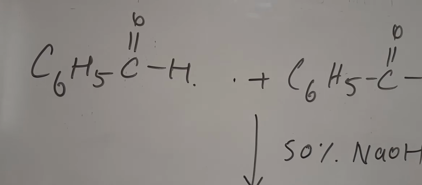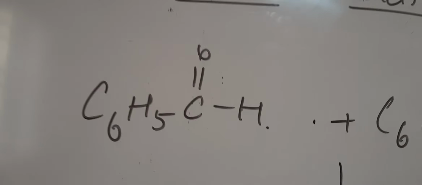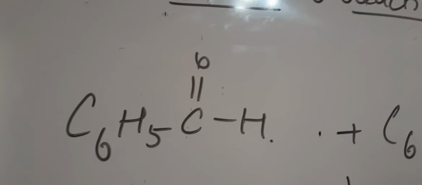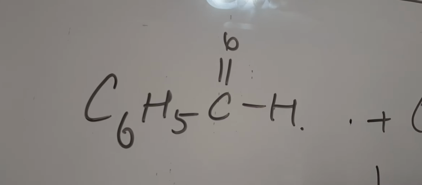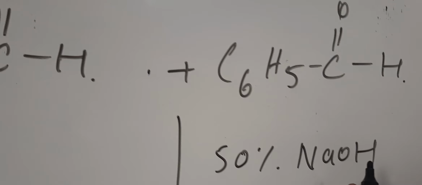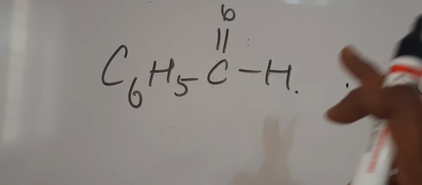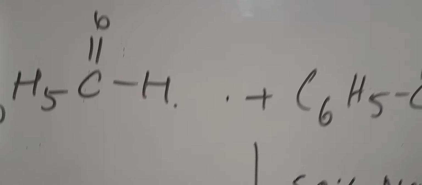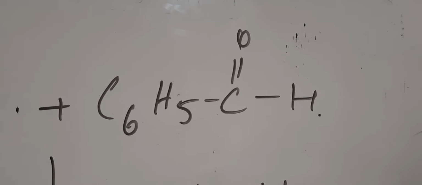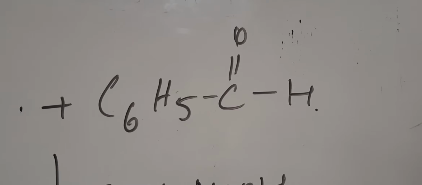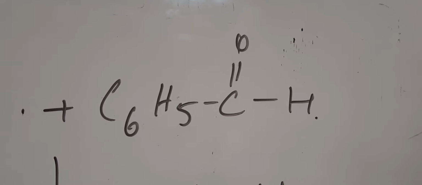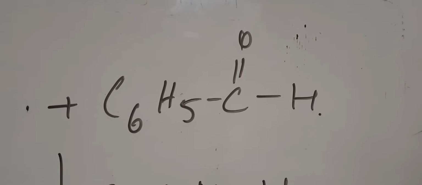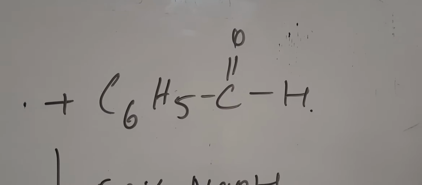Okay. So what happens is one of the molecules will get oxidized. If aldehyde is oxidized, you get acid, benzoic acid. Since you have sodium hydroxide, you will get sodium salt of benzoic acid. And another molecule will get reduced, aldehyde reduced, then you get alcohol. Okay, so benzaldehyde will get reduced to benzyl alcohol.